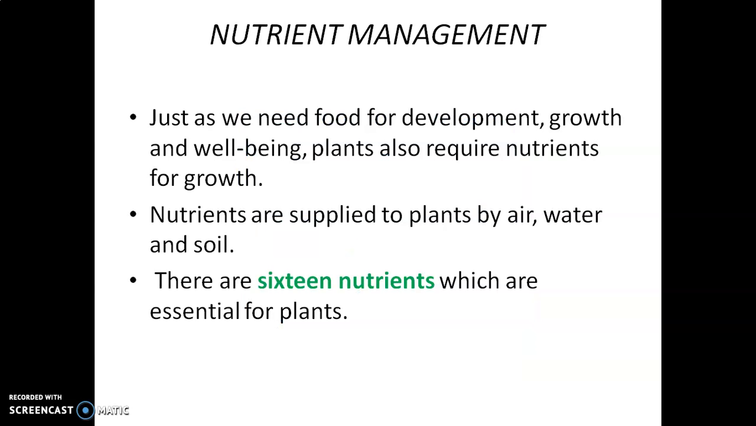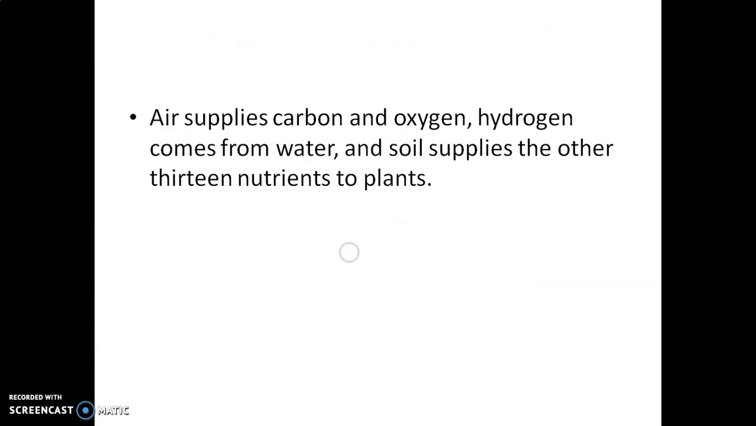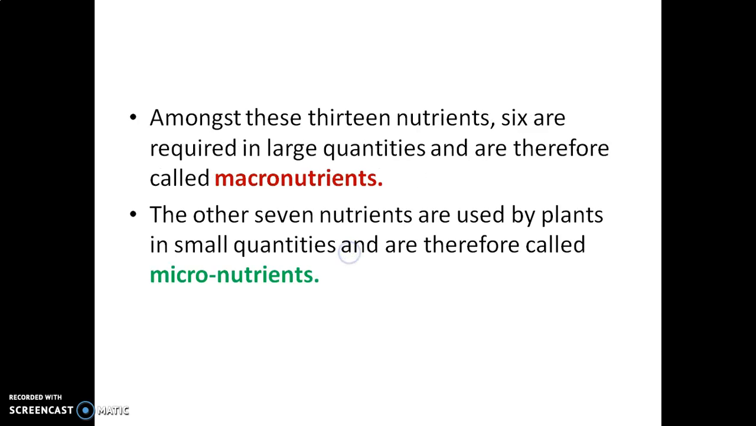So let's start with the first one, that is nutrient management. Just as we need food for development, growth and well-being, we know that plants also require nutrients for growth, isn't it? Nutrients are supplied to plants by air, water and soil. Children, there are 16 nutrients which are essential for plants. Air supplies carbon and oxygen, hydrogen comes from water, and soil supplies the other 13 nutrients to plants.